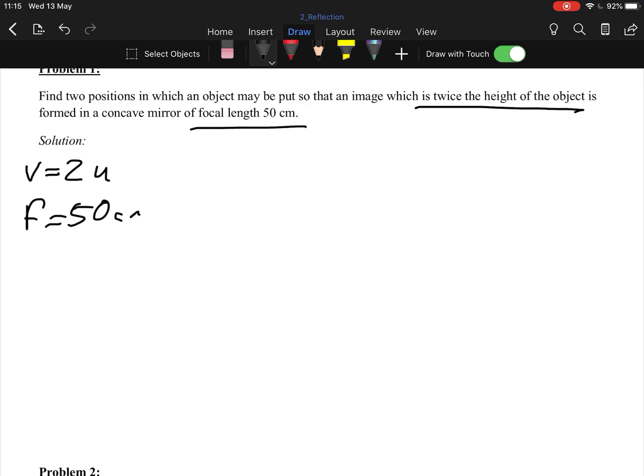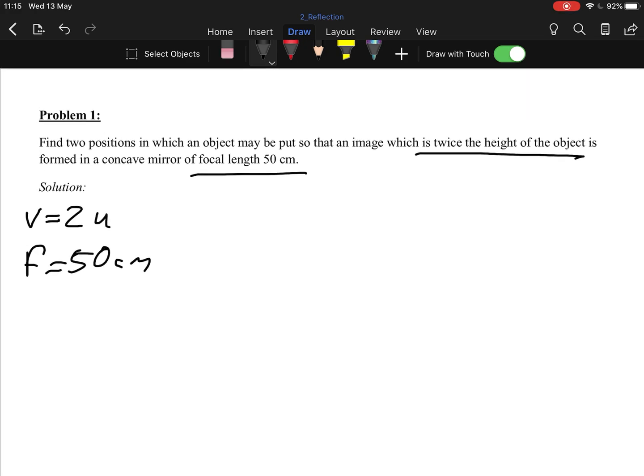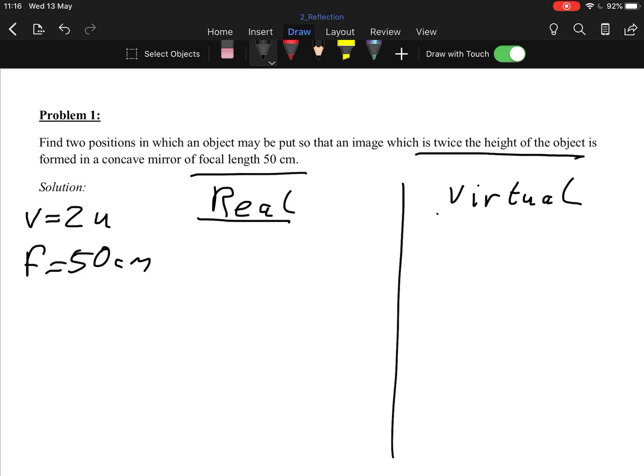Now, here you don't actually have to convert. For optics, you can leave them in centimeters, unless you're dealing with the power of the lens. You can leave them in centimeters. All right, so find the two positions where it can be put. Two positions, what does that mean? That means we will have a real and we will have a virtual. There you go. So we start with the real.